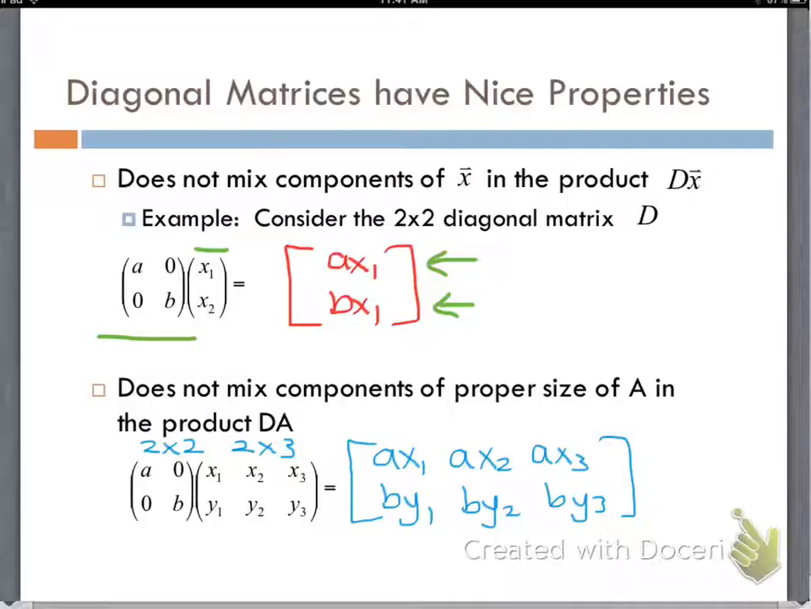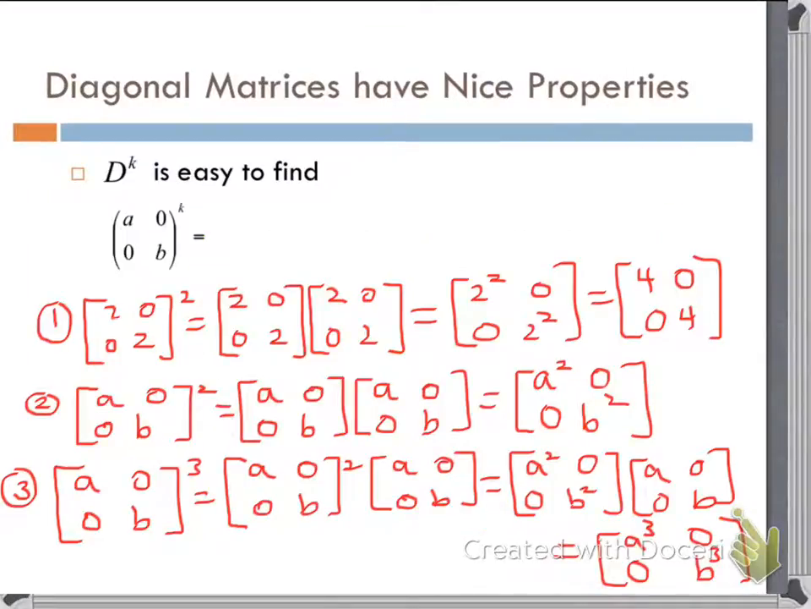It also does not mix components of a matrix A of proper size in the product DA. So not only does it not mix with matrix vector multiplication, but also with matrix multiplication if you have a diagonal matrix. As we do there, that 2 by 2 matrix times this 2 by 3 matrix, you see that the A's stay in the top entries and the B's stay in the bottom entries. Okay, and it's not mixed. All right, so that's a nice property we have.